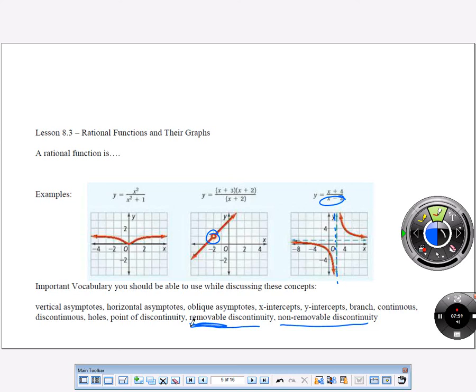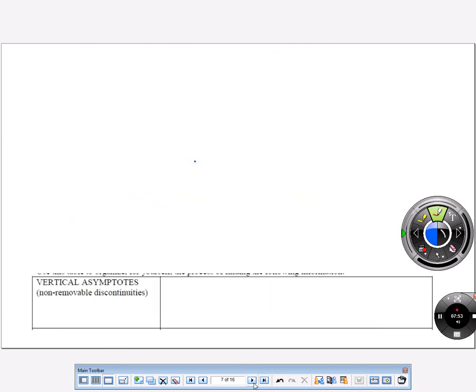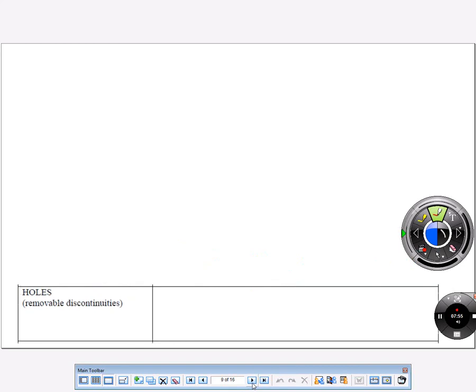Okay? So going back to how we're going to find holes in our graphs, we're going to look for factors that cancel from the numerator and the denominator, because if those factors can be removed, we know that because it was in the denominator, it would make the function undefined. Since it can be removed, it's one of those removable ones. Therefore, it's a hole and not an asymptote.